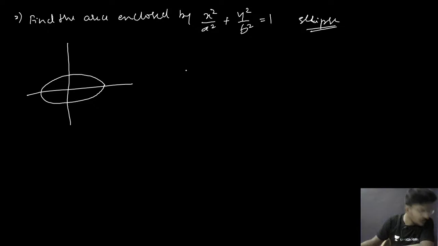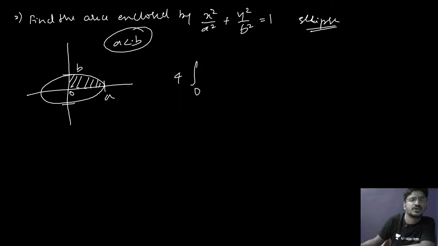Okay. So now the area enclosed by the ellipse is going to be 4 times the integral from 0 to this particular term, that is the x intercept a, and the y intercept is b. Here the x intercept is lesser than the y intercept. That's why you are going to have 0 to a, and now y with respect to dx.